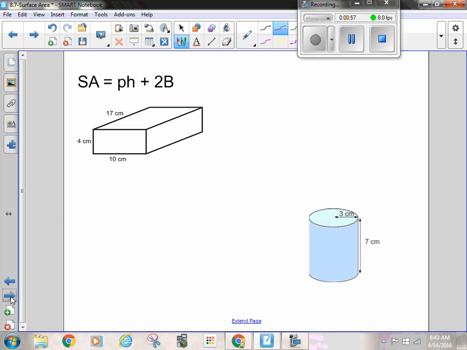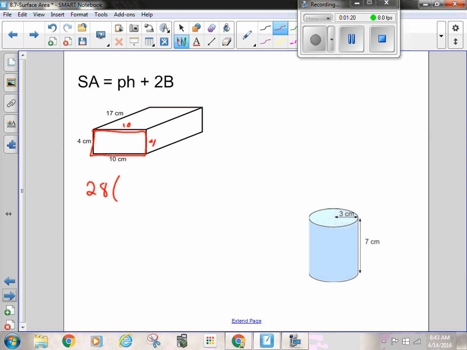So if we look here at this first example, we have a rectangular prism, so we can use any of the sides as the base. We just need to decide which one. I'm just going to use the one that I can see here. So the perimeter of that is going to be 4 plus 10 plus 4 plus 10. So I end up with 28 for my perimeter.